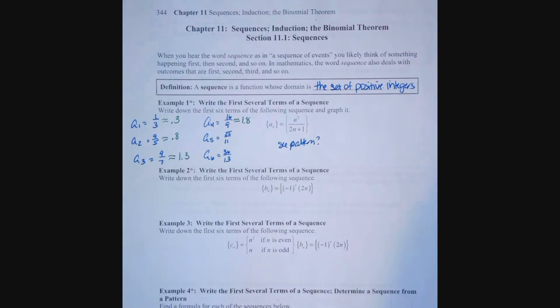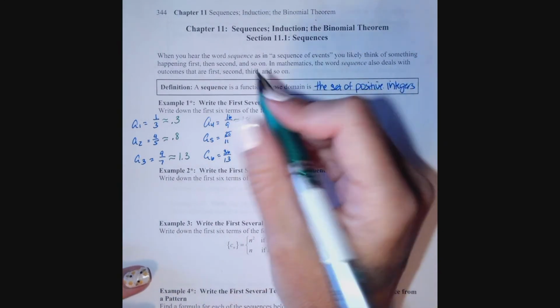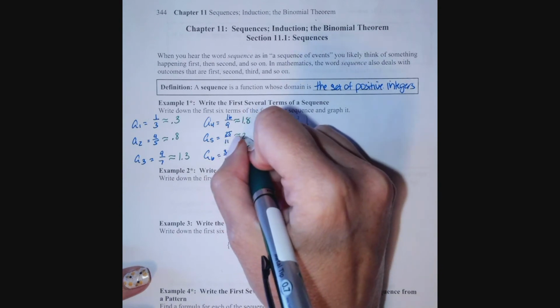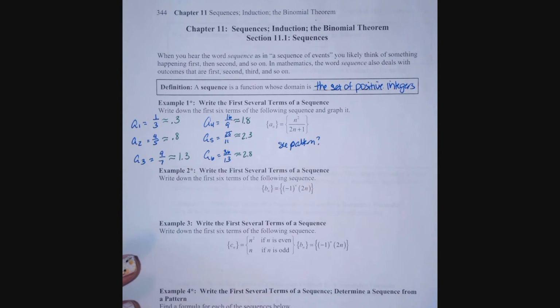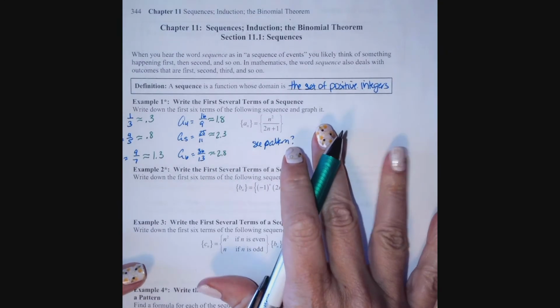Now do you see a pattern? Well, I have a common difference between each successive term. I'm adding 0.5 each time, so I don't have to plug these next 2 in, do I? I can just say, you know what, then I'm going to have 2.3, and then I'm going to have 2.8, and then I would have 3.3, and I could just keep going.